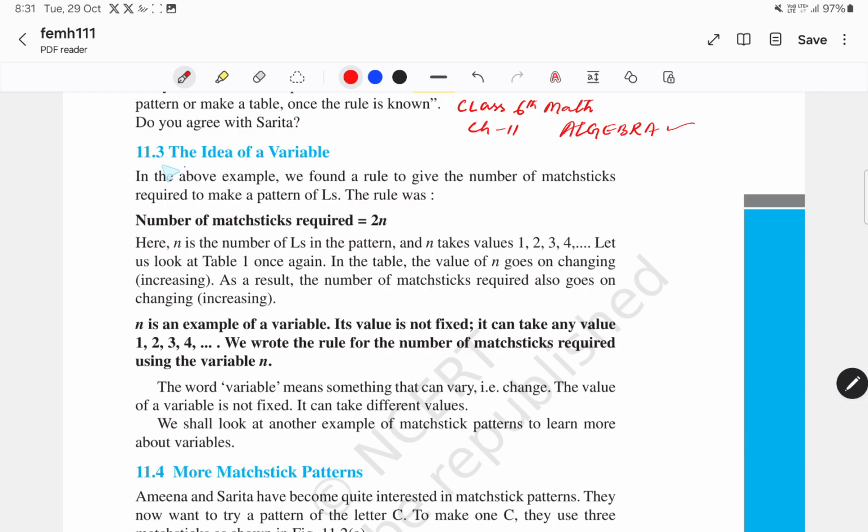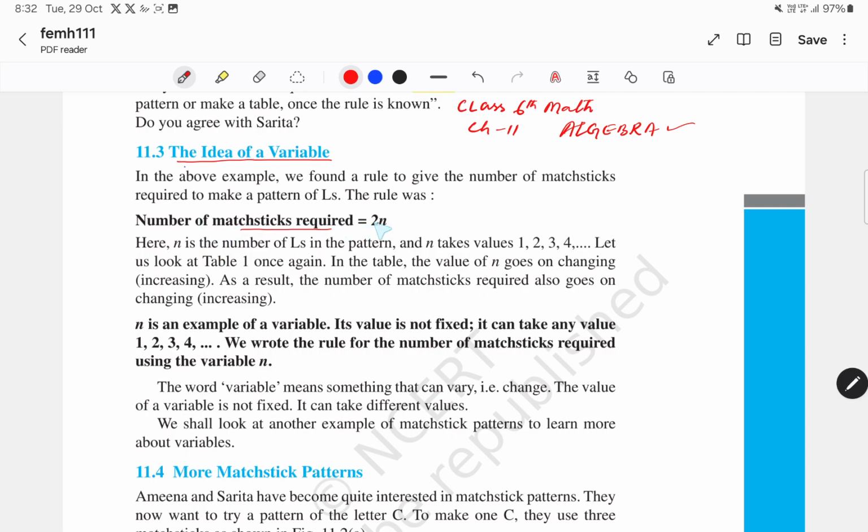Okay, now the topic is the idea of variable. In the above example, we found a rule to give the number of matchsticks required to make a pattern of letters. So in the previous lecture we have studied, we formed the rule to make a pattern of L. So the rule was: the number of matchsticks required is equal to n.